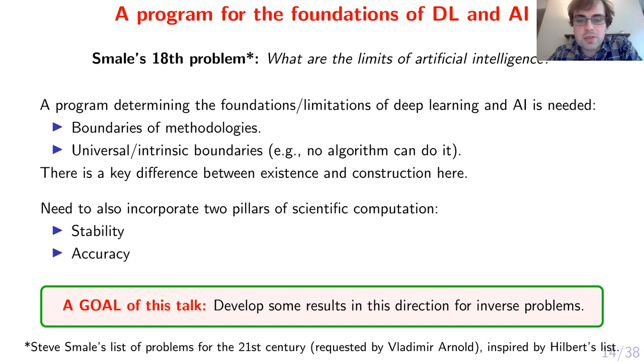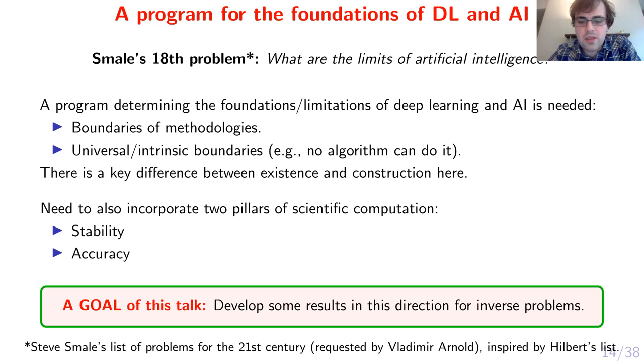And his 18th problem was the question, what are the limits of artificial intelligence? And if you think about how early this was written, 20 years ago, this is really ahead of its time. It's really quite amazing that Steve Smale wrote this down as one of the problems.